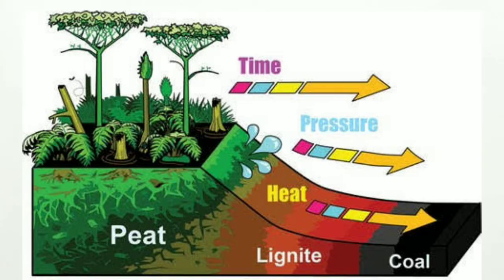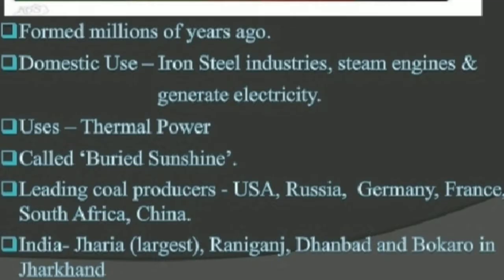Next, we are going to study about coal. Coal is generally formed by the burning of decayed plants, trees, grasses and leaves. Coal is even called buried sunshine because it is found under the surface of earth and it gives us light, or it acts as a source of energy, that's why coal is called buried sunshine.